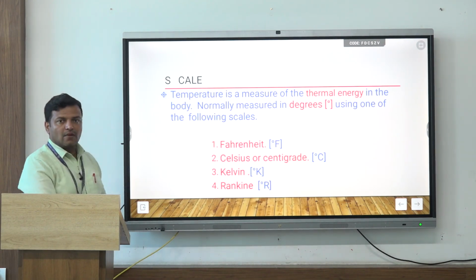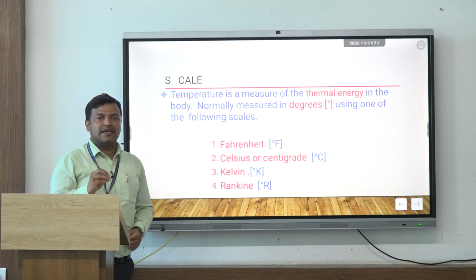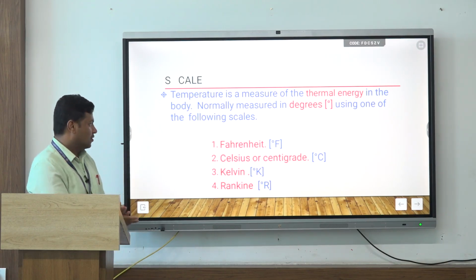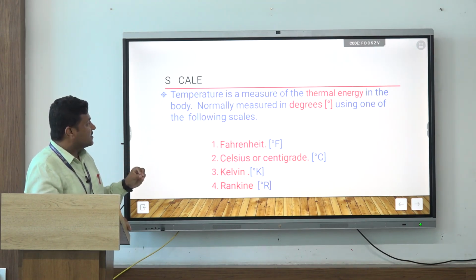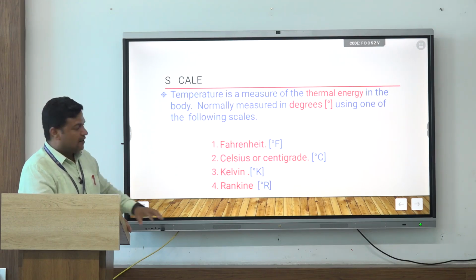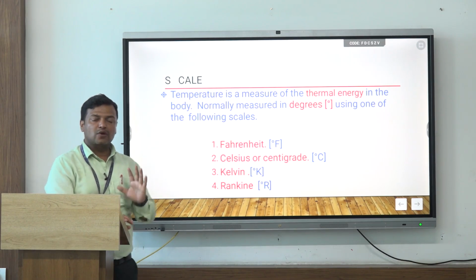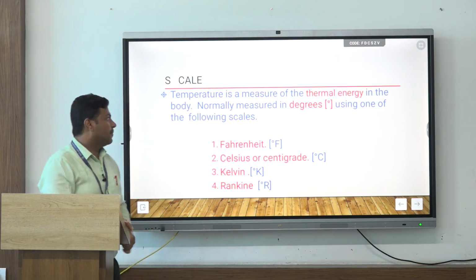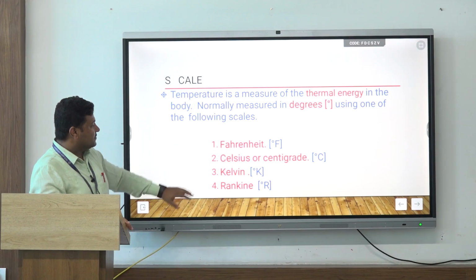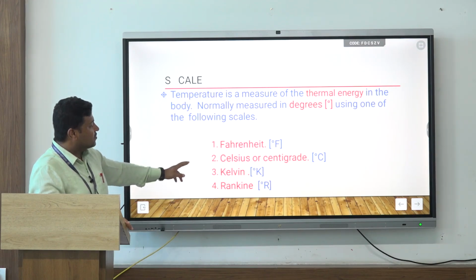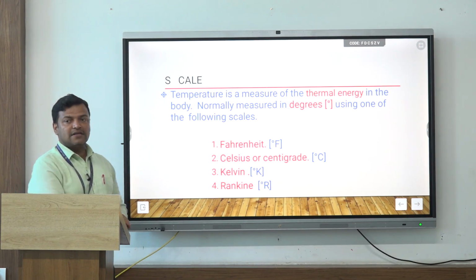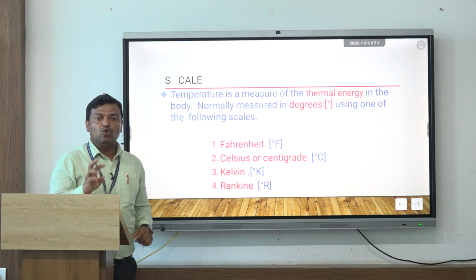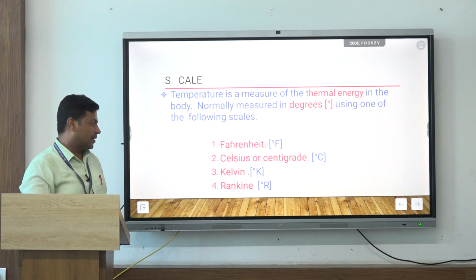Scales. There are various types of scales used for measuring temperature. We will see them one by one. Temperature is a measure of the thermal energy in a body, normally measured in degrees using one of the following scales. There are four types of scale used for measuring the temperature. First one is Fahrenheit. Second one is Celsius, which is also called centigrade. Third one is Kelvin. Fourth one is Rankine. These are the four types of scales used for measuring the temperature.